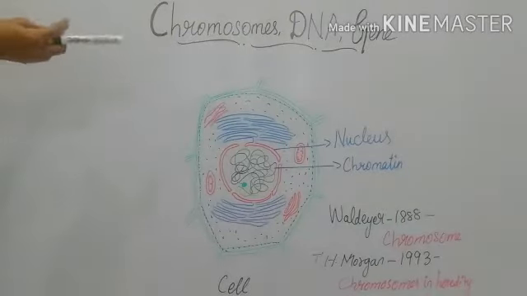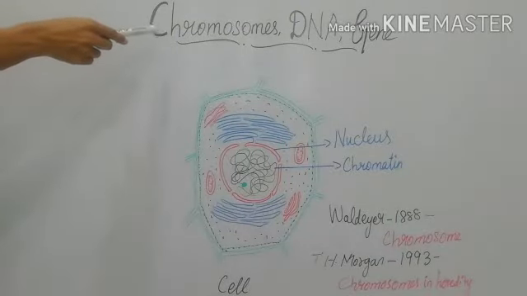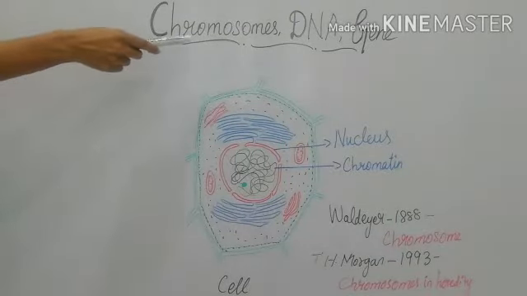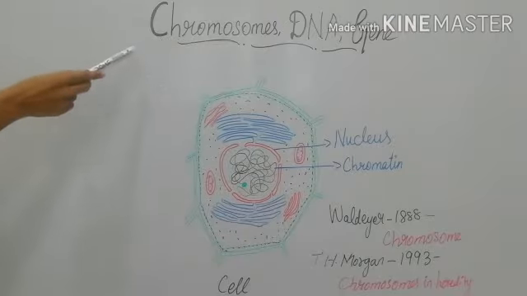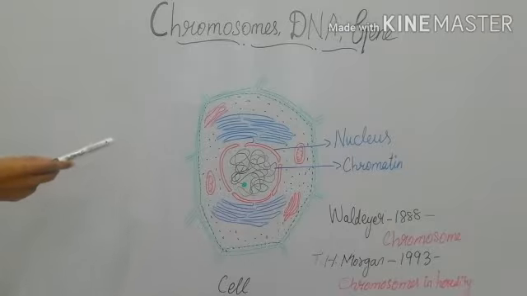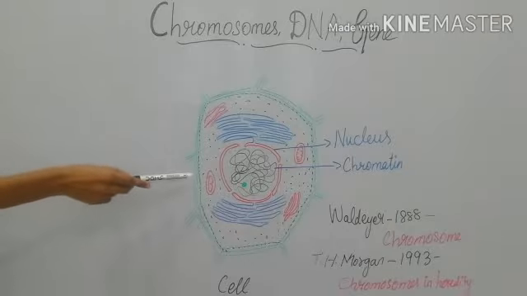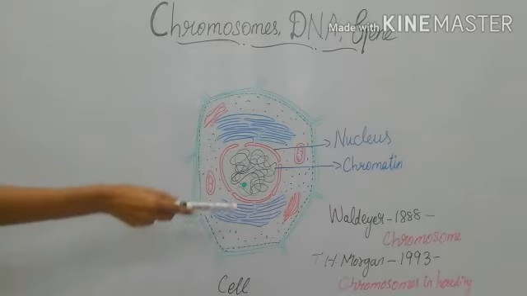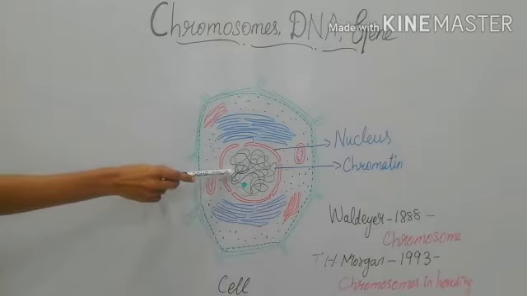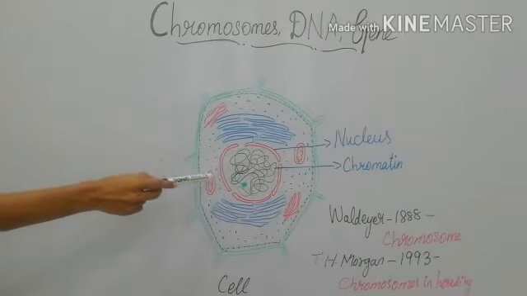In today's class, we are going to see about chromosomes, DNA and genes and also the structure and types of chromosomes. We all know that our human body is made up of cells and this is the structure of the cell, and at the center of the cell, the nucleus is present. Our human cells are made up of 23 pairs of chromosomes.